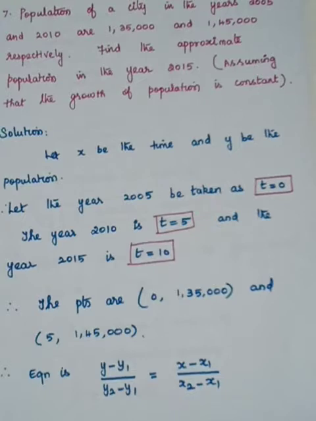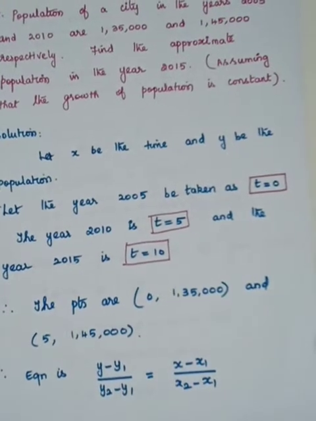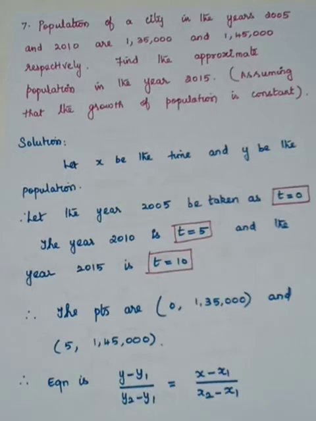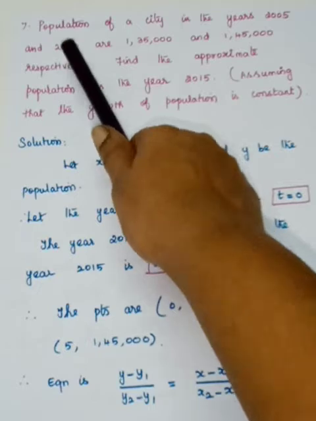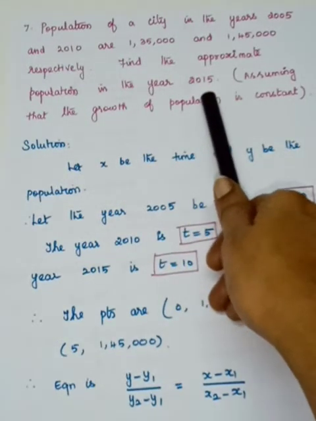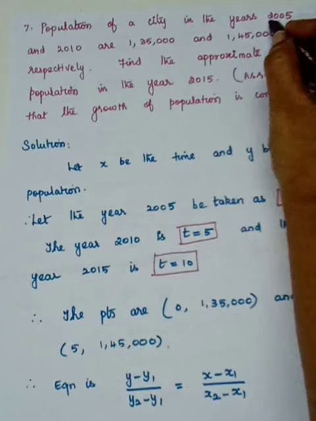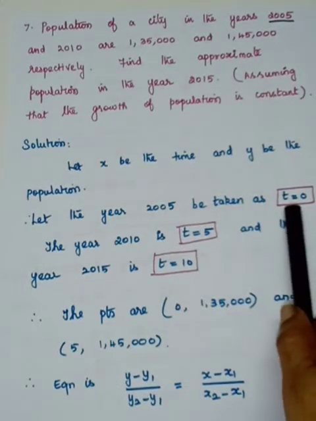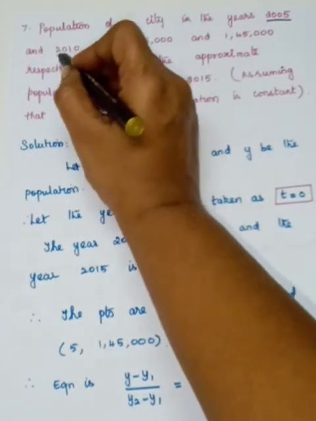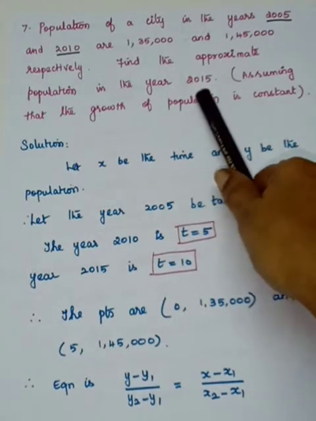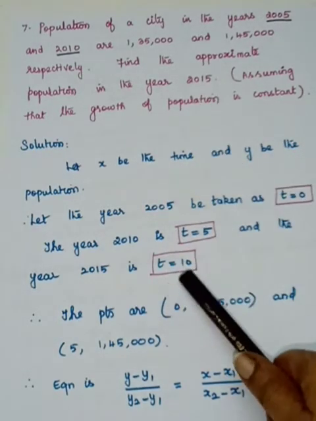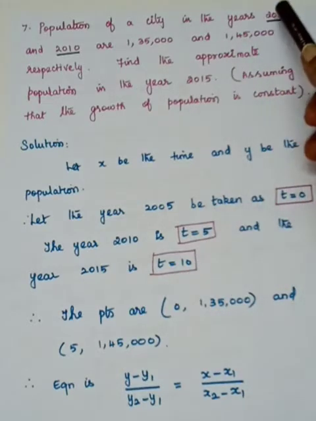You see that the first year given is 2005 and the next year is 2010. So what is asked? 2015 is asked. So first we will take 2005 as t is equal to 0, and 2010 is 5 years after 2005, so t is equal to 5. And in the year 2015, t is equal to 10. So the difference between 2005 and 2015 is 10 years.